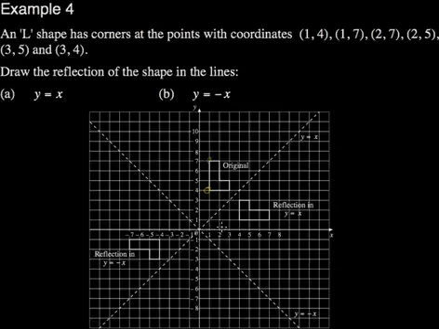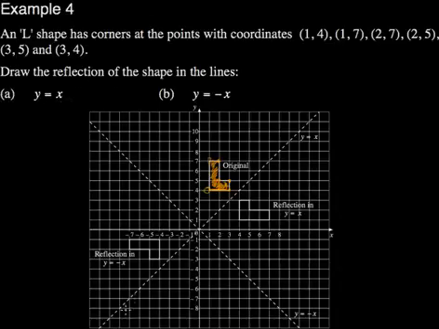2, 7, 2 across 7 up is here. 2, 5 is here. 3, 5 is here. And 3, 4 is here. Overall, you've got this L shape. I'm going to shade it. And it's asking us to reflect this shape in the line y equals x.